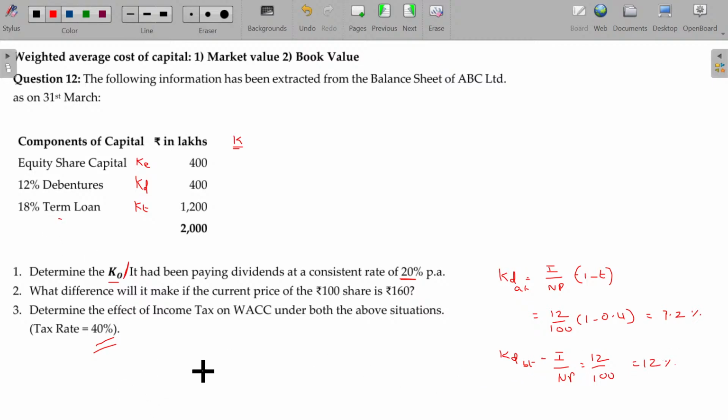Similarly, in case of term loan, KT before tax is the interest rate divided by loan amount. Simply the interest rate. Usually in case of KT, cost of term loan remains the same, 18%. KT after tax: what you calculated before tax, you just multiply with 1 minus t. 18% into 1 minus 0.4. Then the ultimate value will be 10.80%.